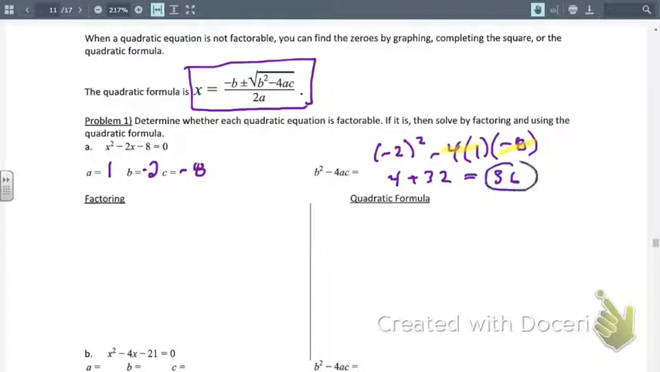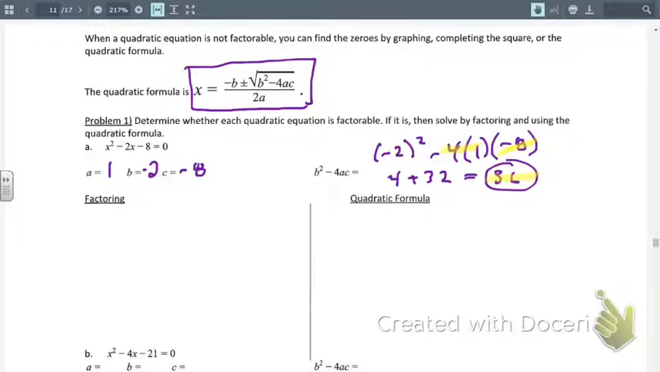So that's 36. Remember what we set up above, that this equation is going to be factorable because 36 is a perfect square. So we should be able to factor this. So let's do that first.